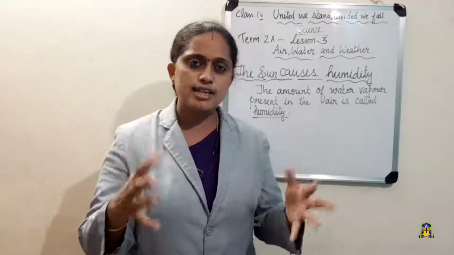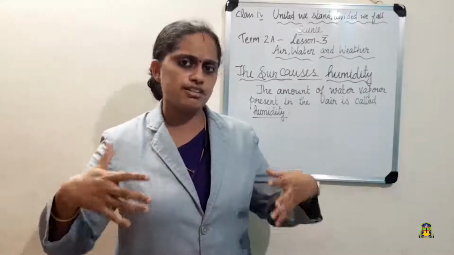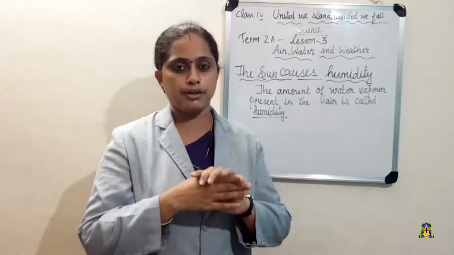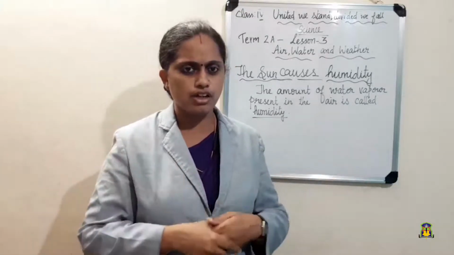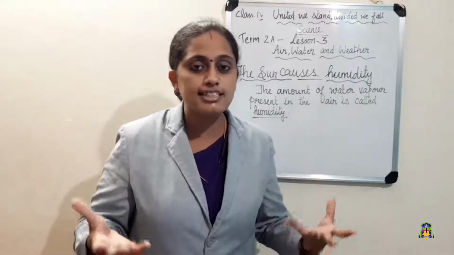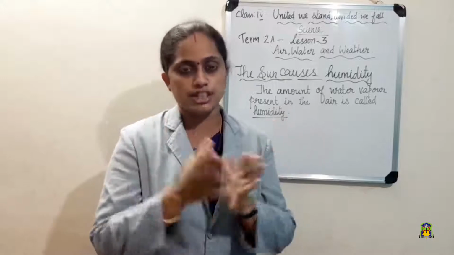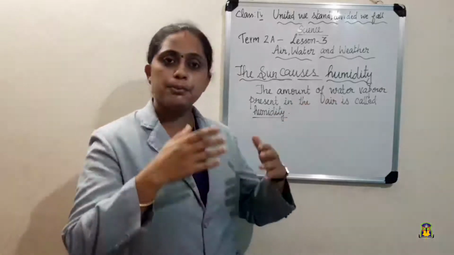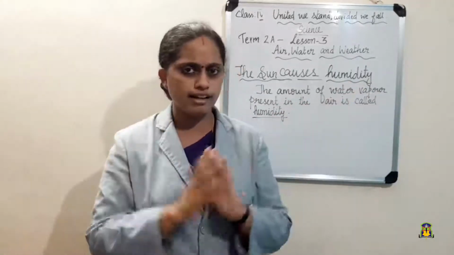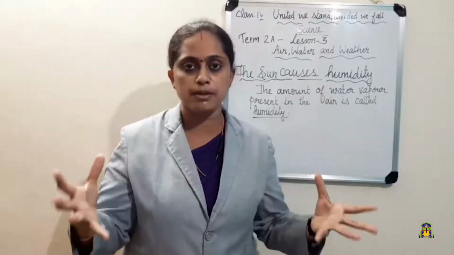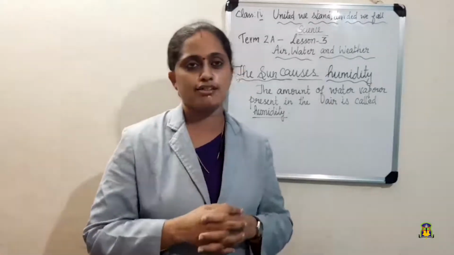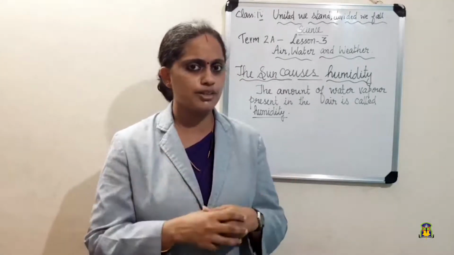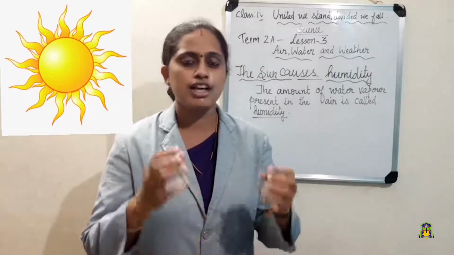The sun heats up the water on the earth, and if the water is getting heated up, what will happen? Yes, it will change to water vapor. So because of the sun, this water is getting heated up and it becomes water vapor. Now see, children, the amount of water vapor present in the air is called humidity. So who is causing this humidity?